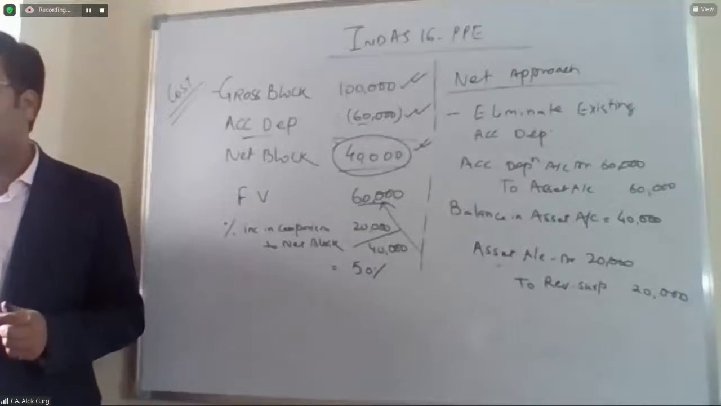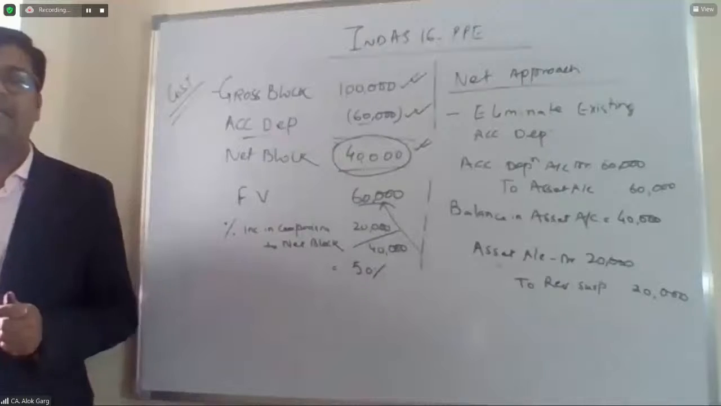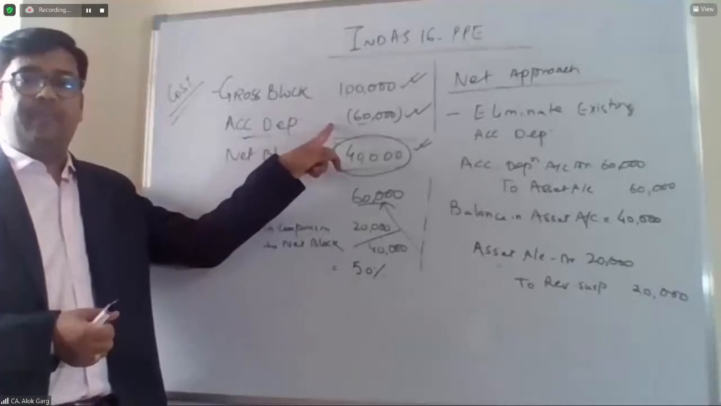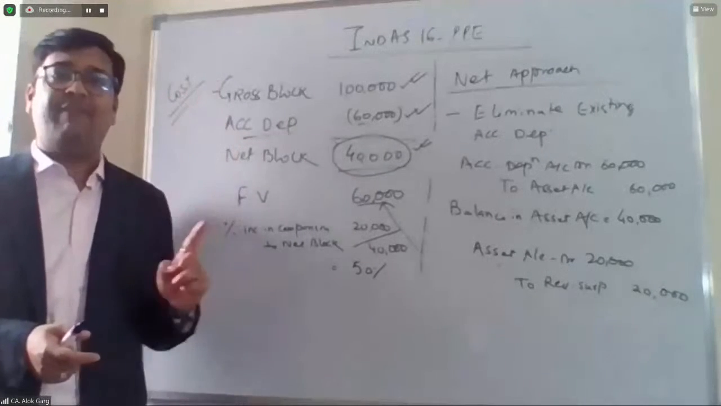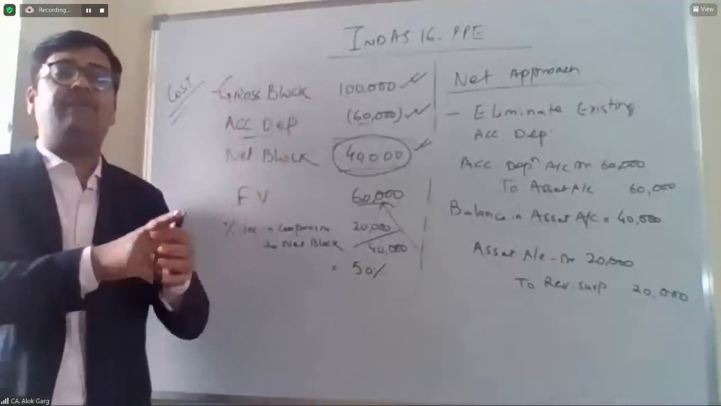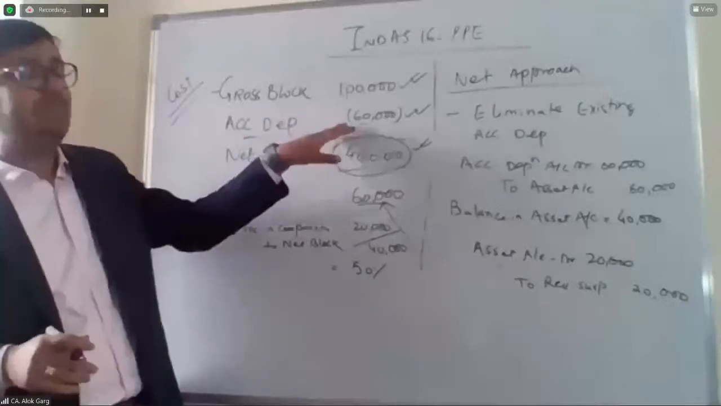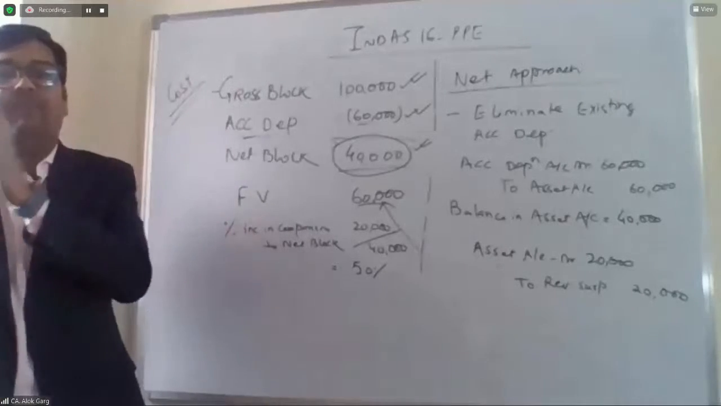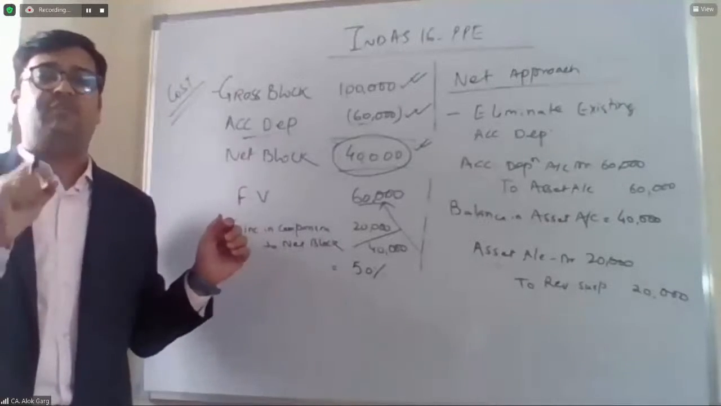So the cost of the gross block, the cost of the asset was 1 lakh and the accumulated depreciation was 60,000. So net block was 40,000. In the gross approach, we have not debited our accumulated depreciation. We have inflated accumulated depreciation as well as the gross block, so that gross block minus accumulated depreciation will become your fair value. So 1,50,000 minus 90,000 is equal to 60,000.